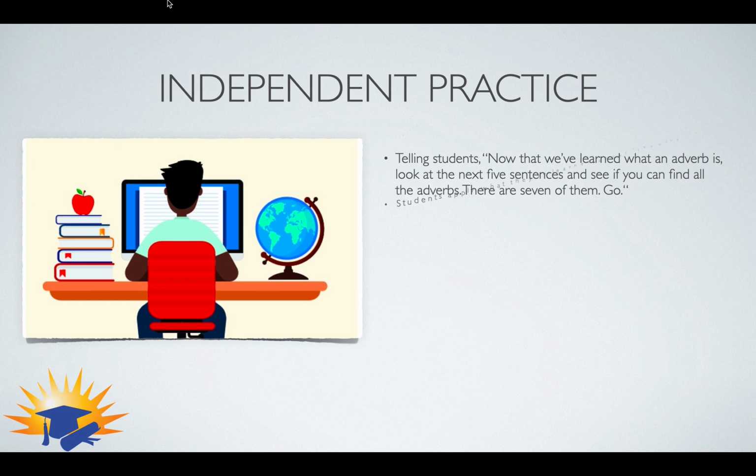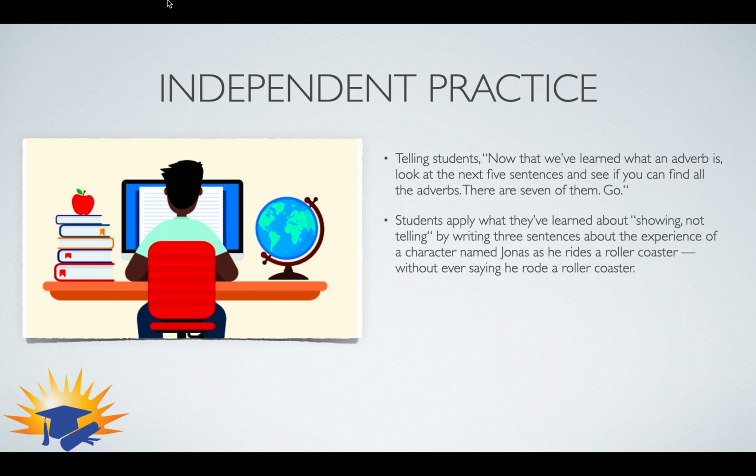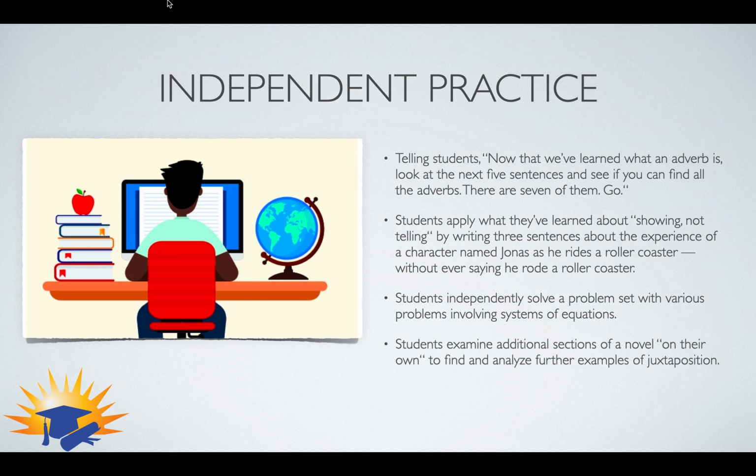Go. Students apply what they've learned about showing, not telling, by writing 3 sentences about the experience of a character named Jonas as he rides a roller coaster without ever saying he rode a roller coaster. Students independently solve a problem set with various problems involving systems of equations. Students examine additional sections of a novel on their own to find and analyze further examples of juxtaposition. Students write a summary of the important ways daily life in 18th century America was different from now.